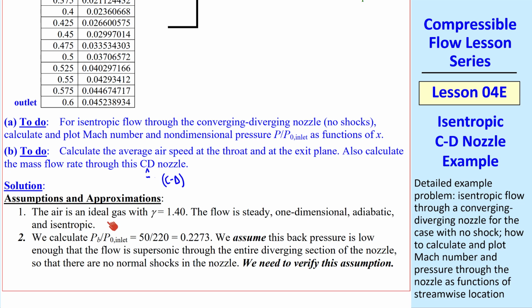We make our standard approximations: air with gamma equal 1.40, steady, 1D, adiabatic, and isentropic. And we can calculate PB over P naught as 0.2273. We assume this is low enough so that the flow is supersonic through the entire diverging section of the nozzle, as we just discussed, meaning there are no normal shocks in the nozzle. But we will need to verify this assumption.